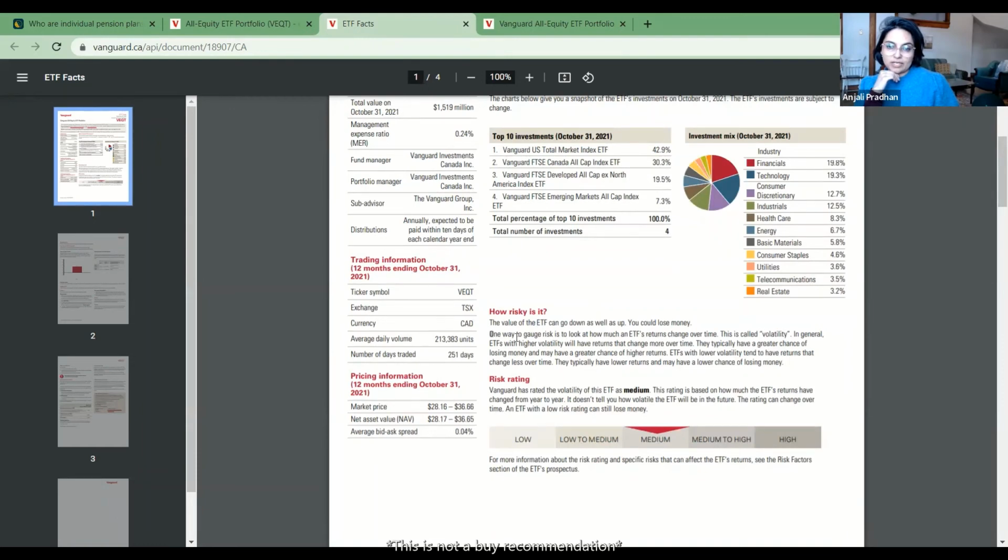It says one way to gauge risk is to look at how much an ETF's return changes over time. This is called volatility. In general, ETFs with higher volatility will have returns that change more over time. They typically have a greater chance of losing money and may have a greater chance of higher returns. Okay, and vice versa. Lower volatility means lower chances of higher returns, and lower chances of the market falling in price as much.